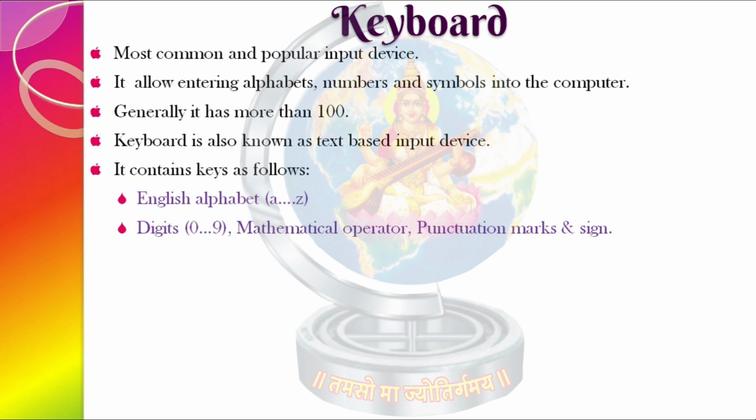Along with the digits, mathematical operators like plus, minus, multiplication, and division are also there, by which we can carry out different operations. Along with the mathematical operators, punctuation marks and signs are also there, like the less than sign, greater than sign, comma, double quote, inverted comma, dot, question mark, backslash, and forward slash.